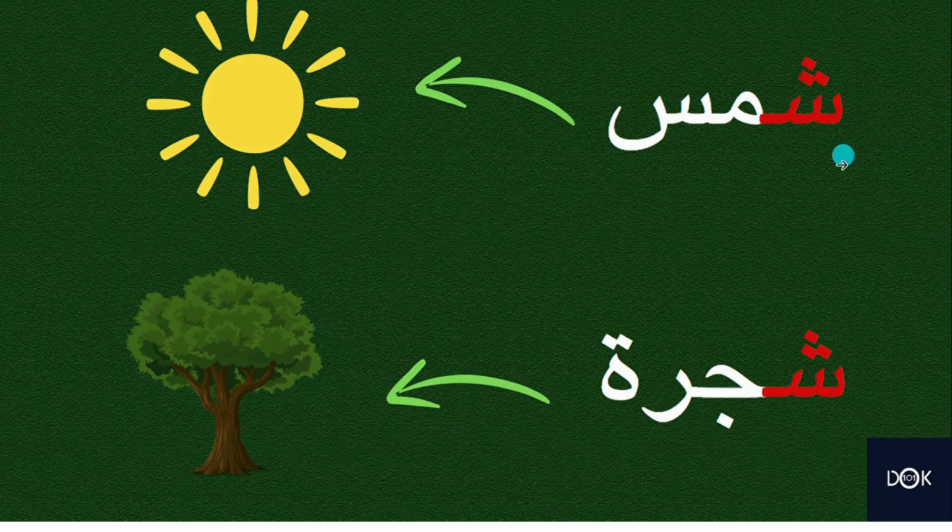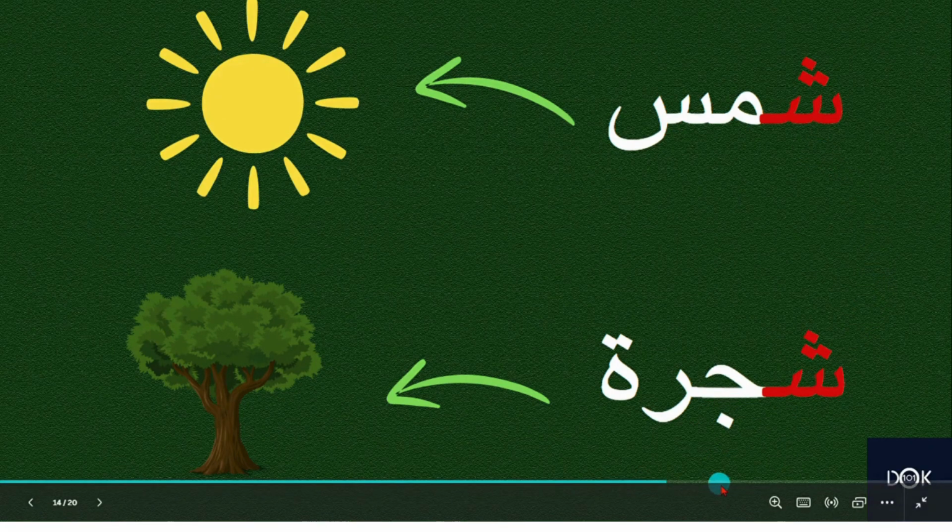Now the first example is shams, which is sun. Shams. So the sound of sheen is shams. And you can also notice the sound of seen here. Shams.